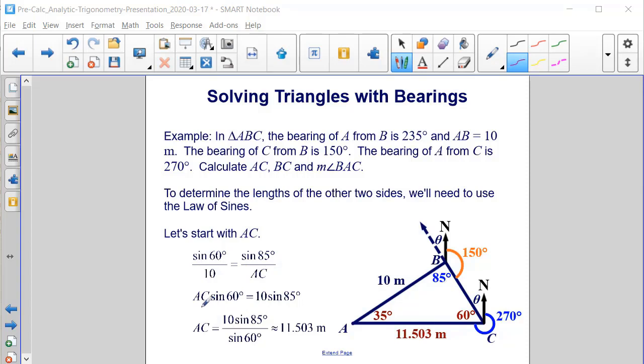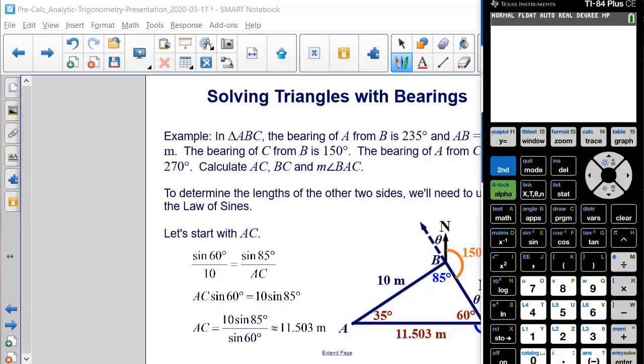And then if we cross multiply, we get AC times the sine of 60 is equal to 10 times the sine of 85. And then if we divide both sides by sine of 60, we end up getting that AC is equal to 10 times the sine of 85 degrees divided by the sine of 60 degrees. And we substitute these values into a calculator. 10 times the sine of 85 divided by sine of 60, which equals 11.503 meters.